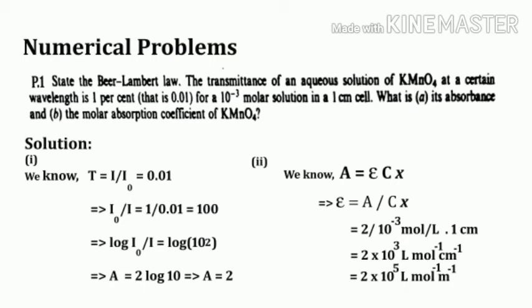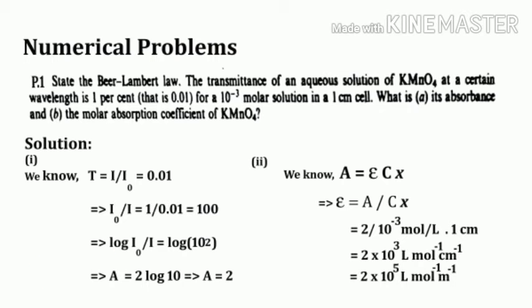We know that T is equal to I by I0 and it is given 0.01. So inverting this equation, we can write I0 by I is equal to 1 by 0.01, which is equal to 100. Now taking logarithm on both sides, we get log of I0 by I is equal to log of 10 square, and log of I0 by I is given by A. So this implies we can write A is equal to 2 log of 10, which gives you the value of A equal to 2. That means absorbance is equal to 2.